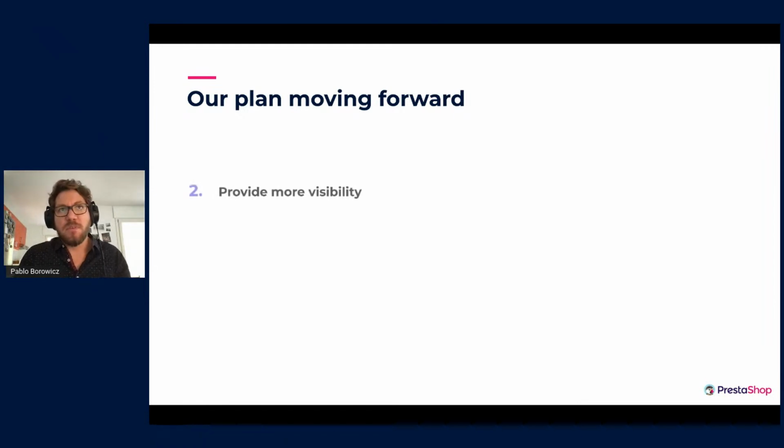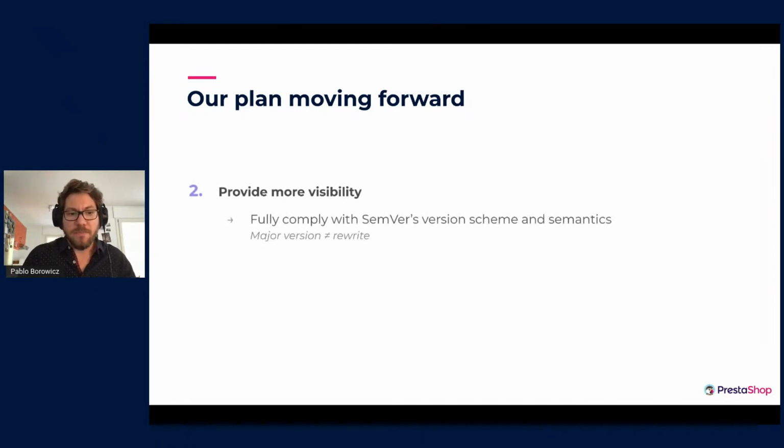The second point of our plan is to provide more visibility. First, by fully complying with the Semver version scheme and semantics. Semver is a convention that ties the version number to what it means in terms of backward compatibility. So in terms of Semver, issuing a major version doesn't mean that we are doing a full rewrite or a revolution. It just means that some software that worked with the previous version will need to be adapted to work with the new version.